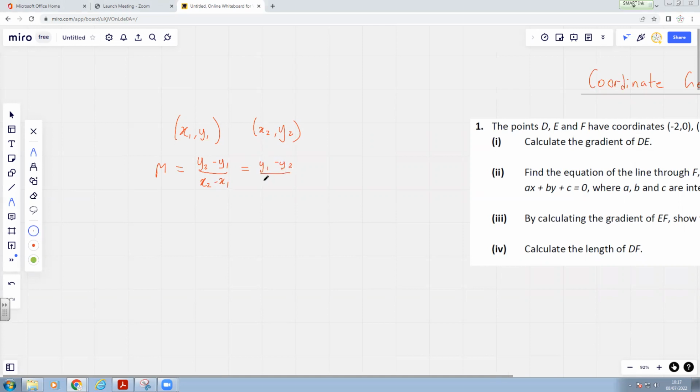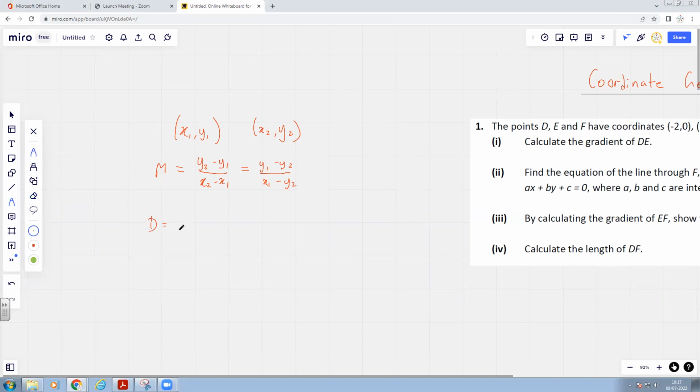People often get the sign wrong on the gradient. That's a very common mistake. If you're ever given the two coordinates, just quickly draw them because people often easily recognize a negative gradient compared to a positive gradient. But yeah, you're definitely going to be using that in this homework. You're definitely going to be using distance.